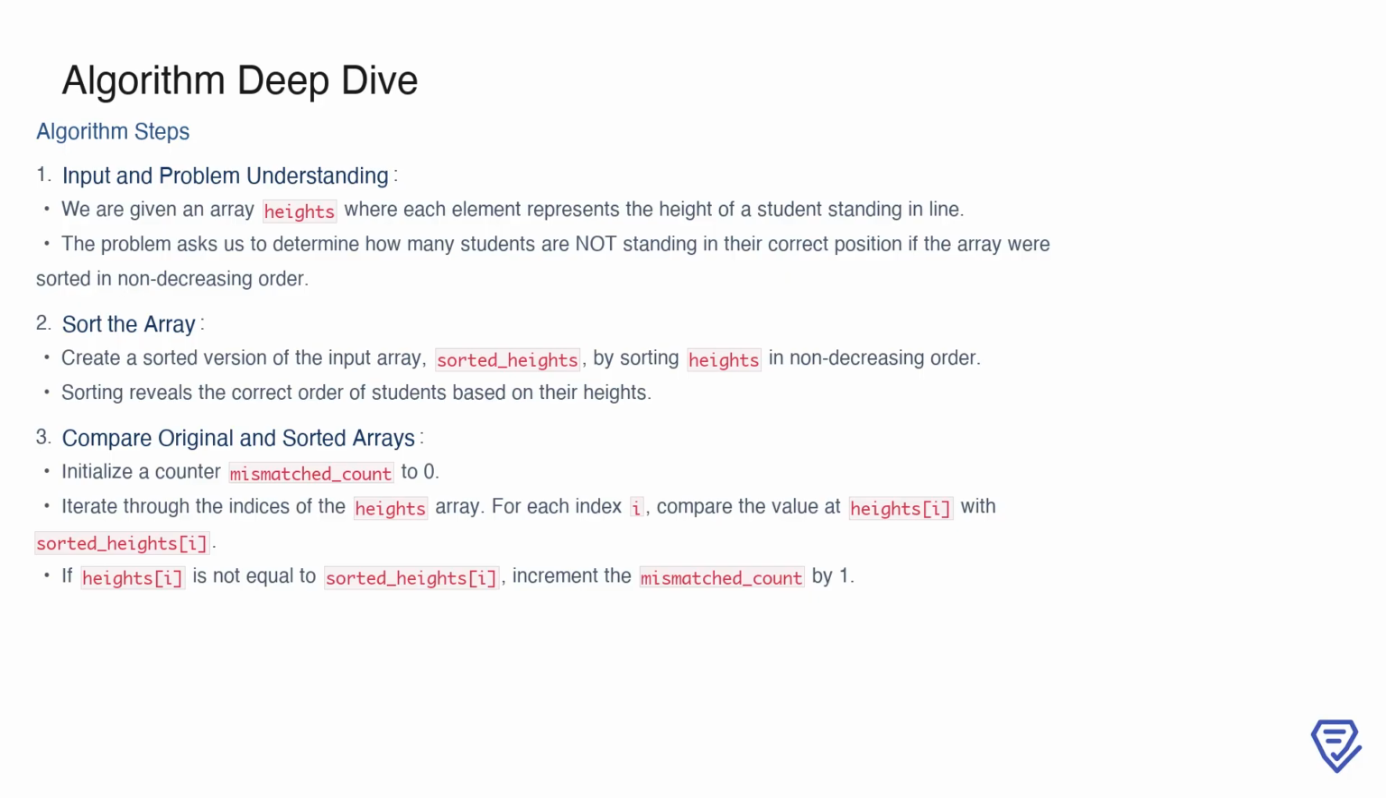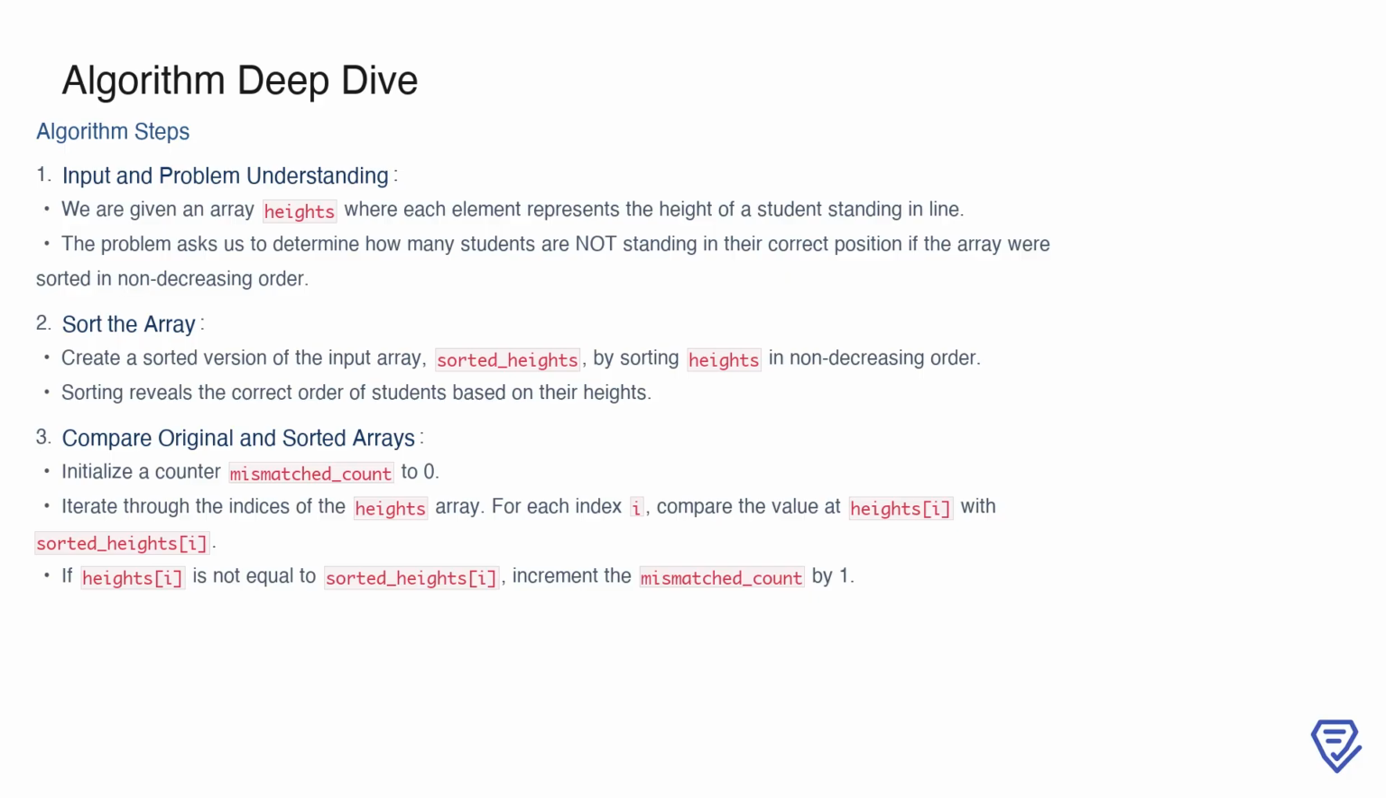Sorting the array helps us identify the correct order of the students based on their heights. Next, we compare the original heights array with the sorted_heights array. During this comparison, we'll initialize a counter, mismatched_count, to 0. For each index in the array, if the value in heights is different from the value in sorted_heights, it means the student at that position is out of place. In such cases, we increment our counter by 1.